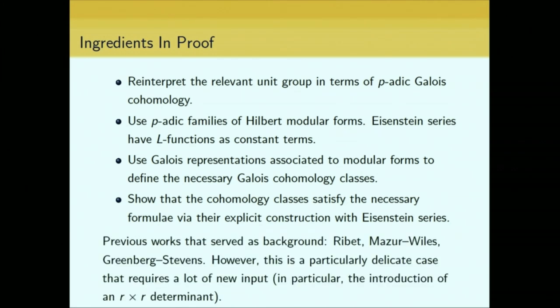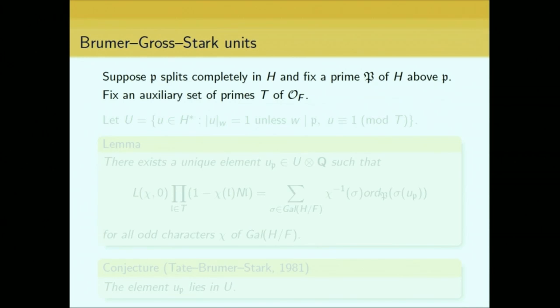So previous work that served as background for this are Ribet's method, of course, as used by Mazur and Wiles in their proof of the Iwasawa main conjecture, and then something that's slightly different is Greenberg-Stevens, where they related the derivative of the U_p operator to these L-invariants, and that's something that shows up in an important way in our work. I should mention there's a particularly delicate case, what Akshay mentioned, when you have an R by R determinant, that's something that you usually don't see in these other methods. So some new ideas have to go into that. I probably won't get into that today.